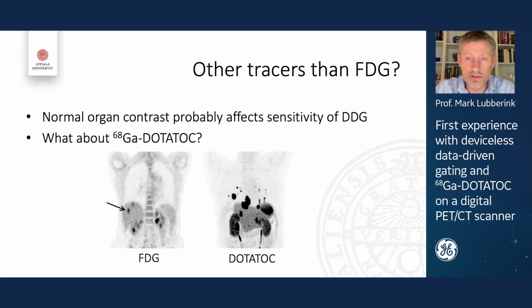So how would this work for other tracers than FDG? For example, the receptor ligand gallium-68 DOTATOC used in patients with neuroendocrine tumors has a much higher contrast between healthy organs and background, as you see on the lower right here, compared to FDG on the lower left. And we would expect that would affect its sensitivity of data-driven gating to respiratory motion.